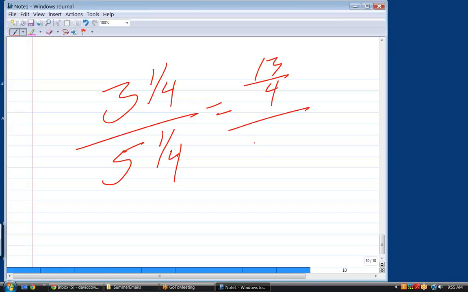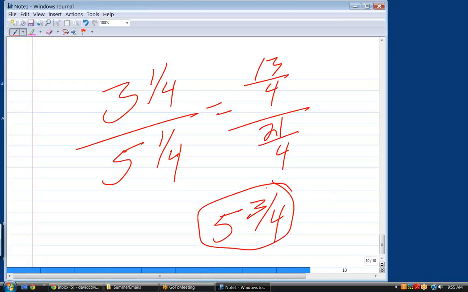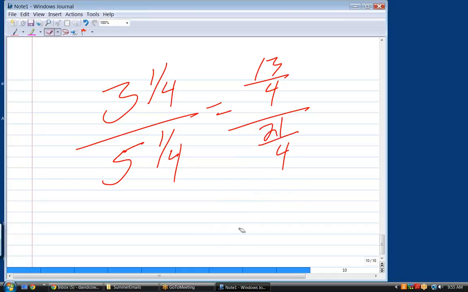Okay. Do the same thing on the bottom. 21/4. And how do I convert 5 3/4? Convert that one to an improper fraction. 23/4. Yeah, same thing. Take that, multiply it by that, add that. Okay? Now, simplify that.